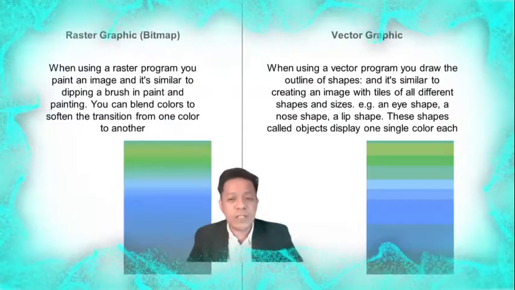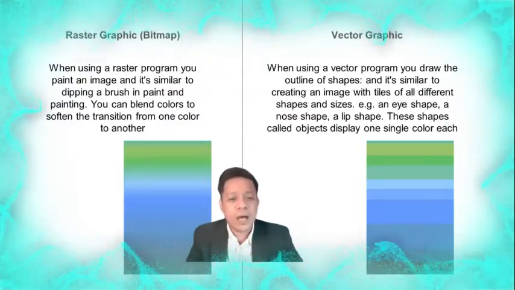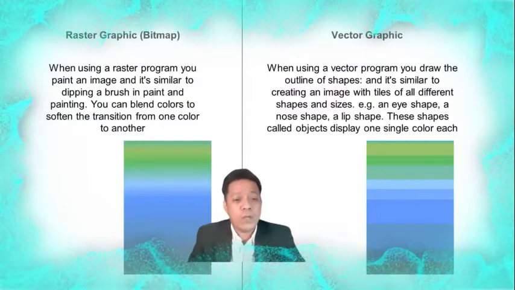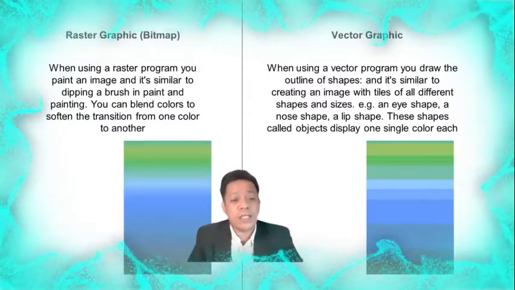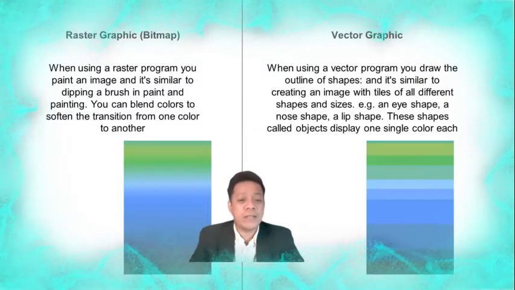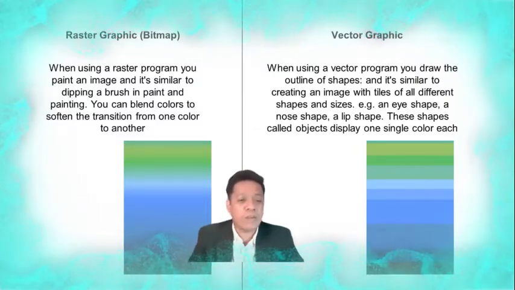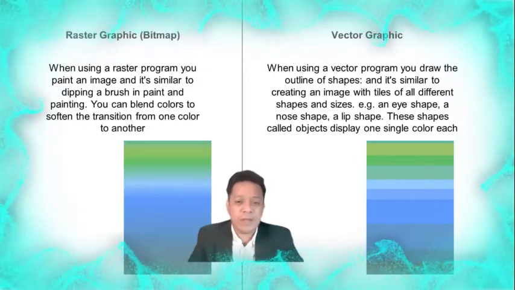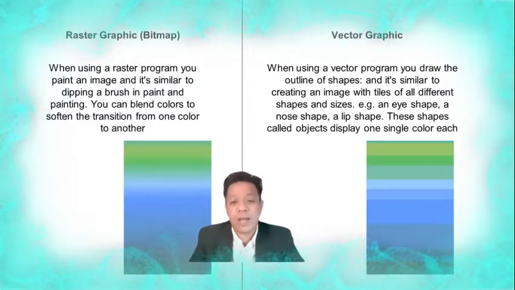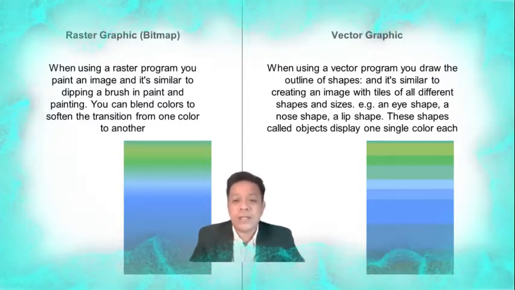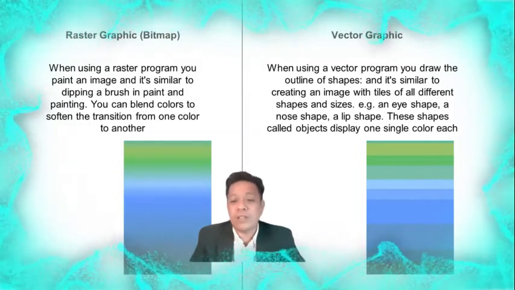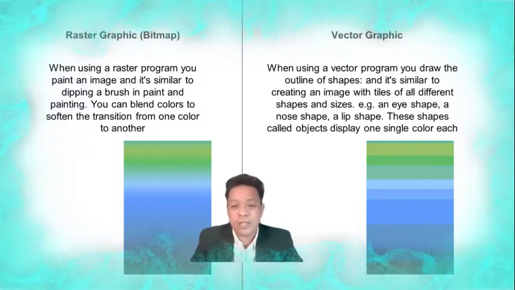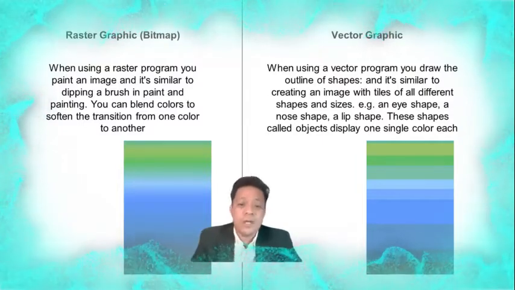The differences between these two types of graphic make them more suitable for different usages. For example, when you use a raster program and paint an image, it is similar to dipping a brush in paint and painting. You can blend colors to soften the transition from one color to another. With a vector program, you draw an outline of a shape, similar to creating an image with tiles of different shapes and sizes, for example an eye shape, a nose shape, a lip shape, and so on. These shapes are called objects.